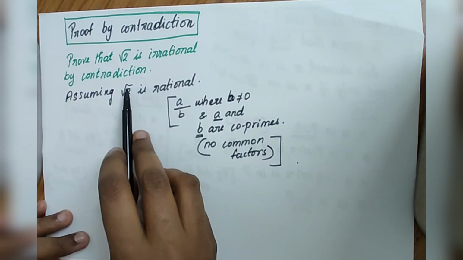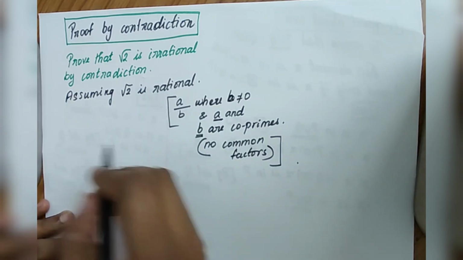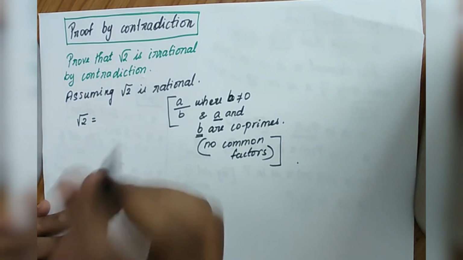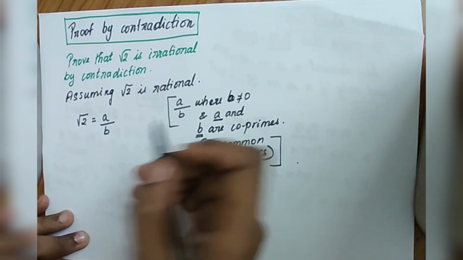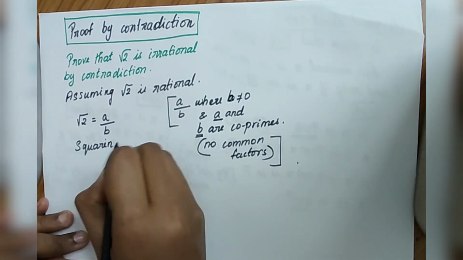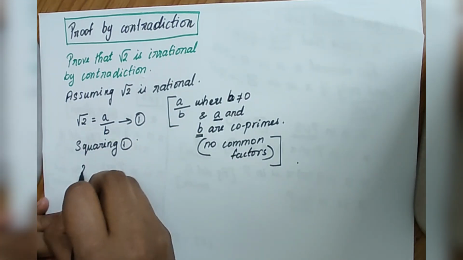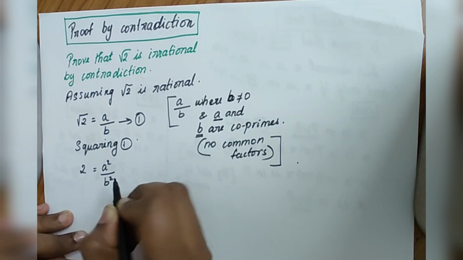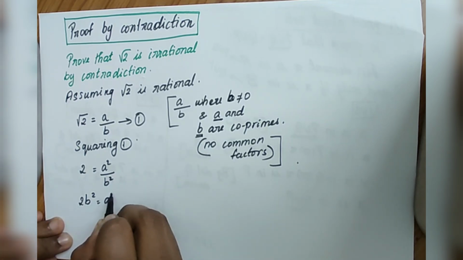So we are taking that root 2 is rational. How can I write it? I'm going to write root 2 is equal to a rational number A divided by B. Now I'm going to square both sides. Squaring this expression, say this is 1, what will I get? 2 is equal to A squared divided by B squared. So 2B squared is equal to A squared.